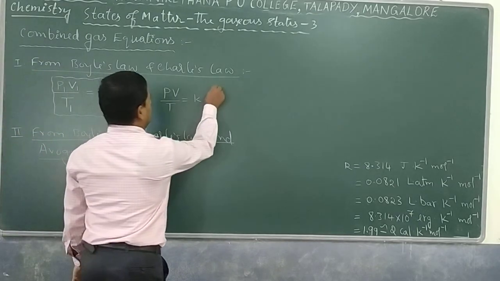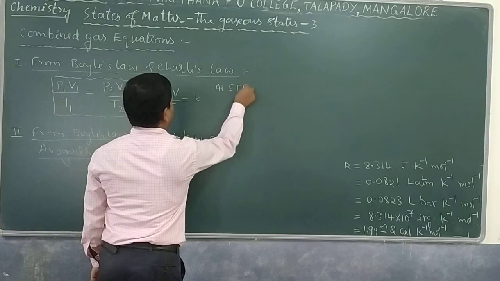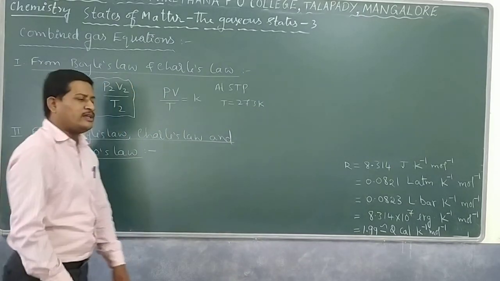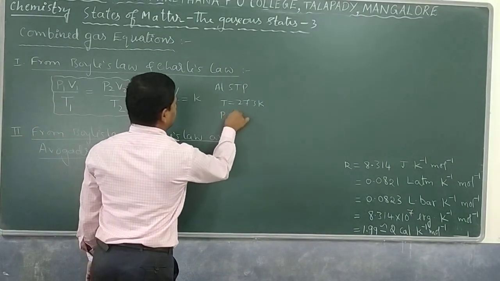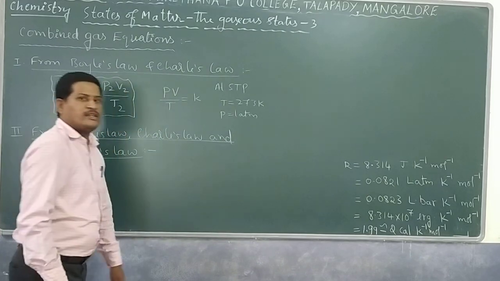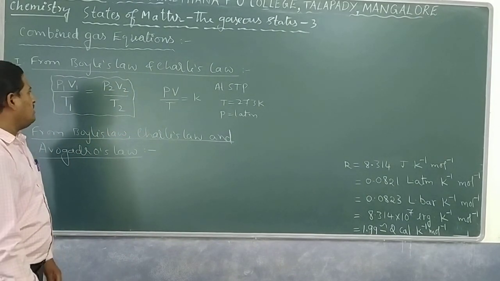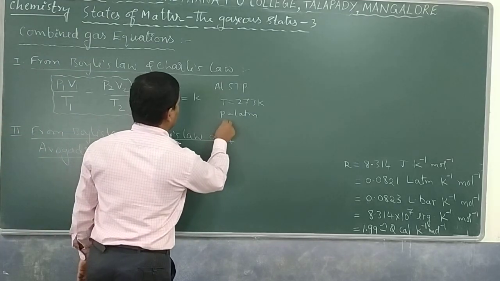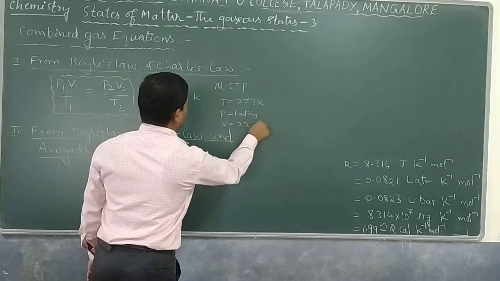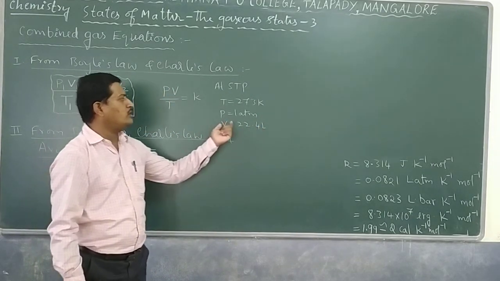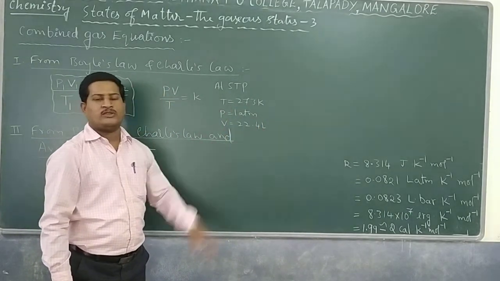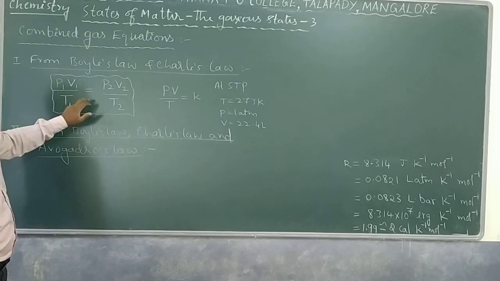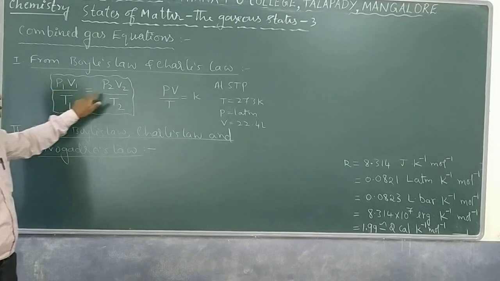But a point to be noted: at STP, temperature is considered as 273 Kelvin, or we can say 0 degrees centigrade. Similarly, pressure is considered as 1 atmospheric pressure, and volume, if 1 mole of gas is present, is considered as 22.4 liter. If other than 1 mole is present, then they have to specify it in the particular problems. Clear? So this is the most important relation: P1 V1 by T1 equal to P2 V2 by T2.